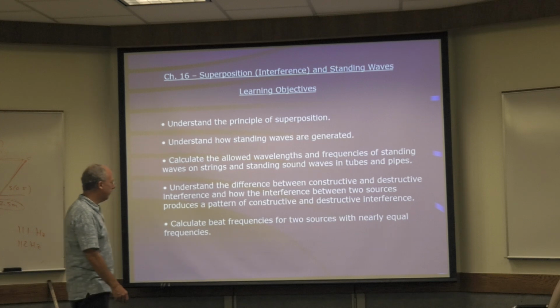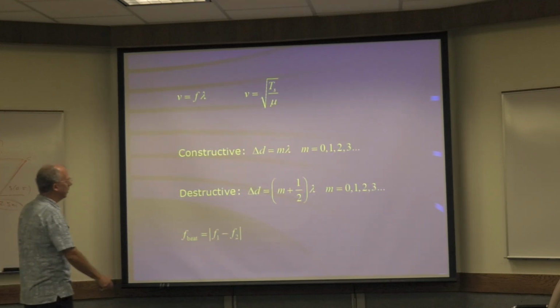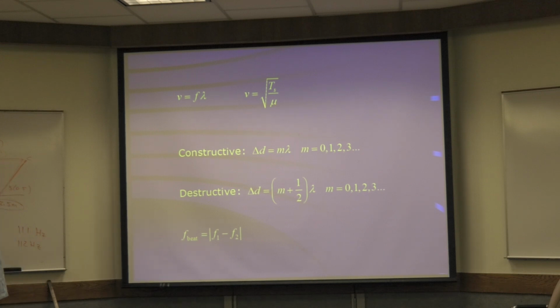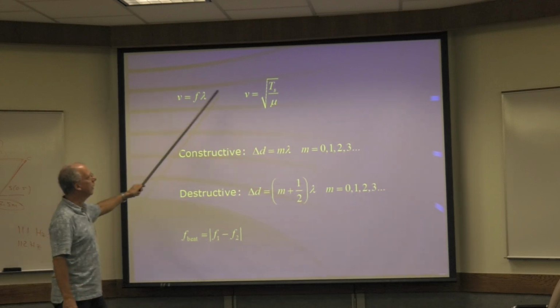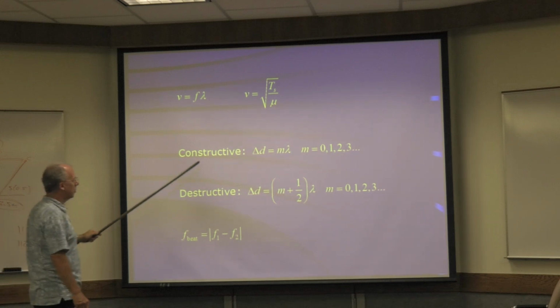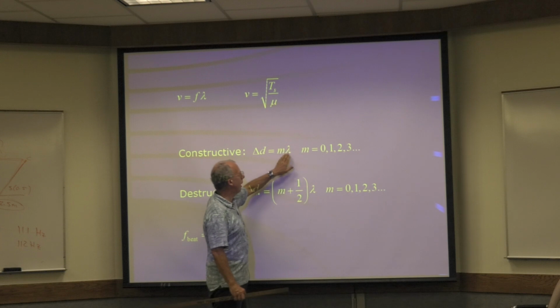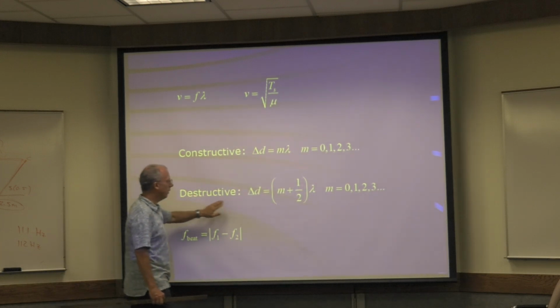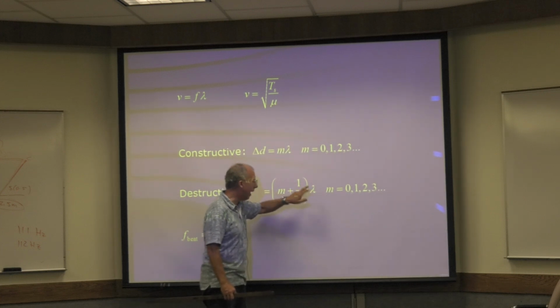We talked about constructive and destructive interference, and we talked about beat frequencies. So there it is, a chapter. This is true for any wave: velocity equals frequency times wavelength. This is the speed of a wave on a string or a thin wire. Constructive: the path length difference is an integer times wavelength. Destructive: the path length difference is a half wavelength, 3 halves, 5 halves, and so on.